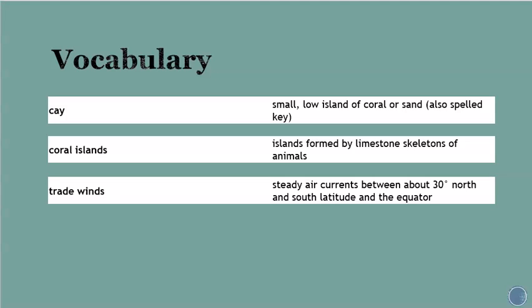There are 3 vocabulary terms for this lesson. The first is cay. A cay is a small, low island of coral or sand, and it's also spelled key, so a cay and a key are the same thing. Coral islands are islands that are formed by limestone skeletons of animals, and trade winds are steady air currents between 30 degrees north and south latitude and the equator.